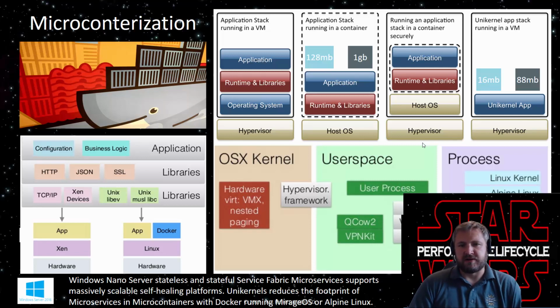You know, it'll use about 128 meg, 1 gig container, quite bulky. Now, if you move this and deploy it to a unikernel container, so something running like Mirage OS or Alpine, what you can do is you can move the host OS outside, so that way you can reduce the footprint considerably. So 16 megabytes of RAM, 88 meg of disk space is much more linear.